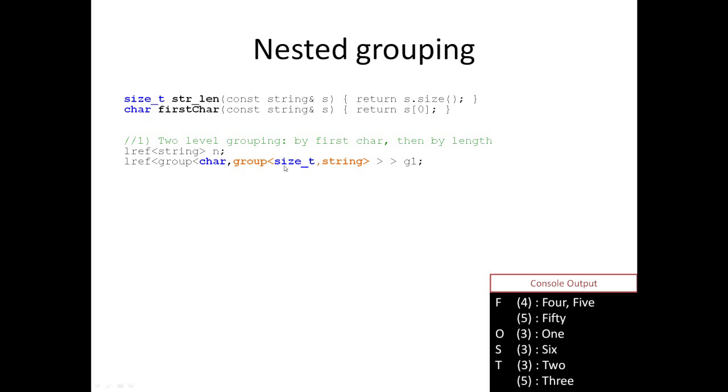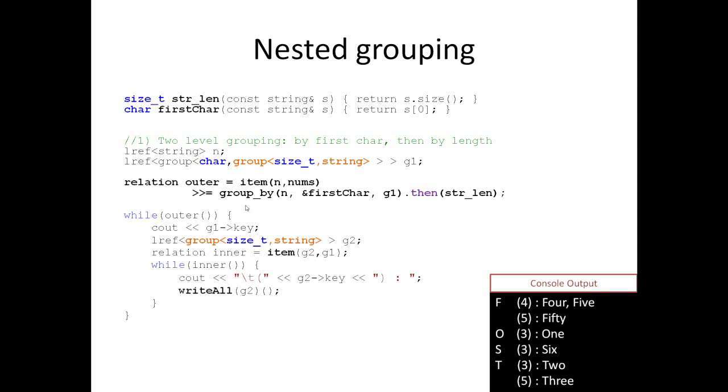By the way, this grouping can be arbitrarily nested. So for three levels of grouping, you would have group of character, followed by group of size_t, followed by group of some other key type, and finally of value string. Now we are ready to express the relational expression. So here we are saying group n by the first character into G1 and then group them by string length. So for 3 levels of grouping, you would have an additional dot then. And for 4 levels, there would be yet another dot then with another selector.